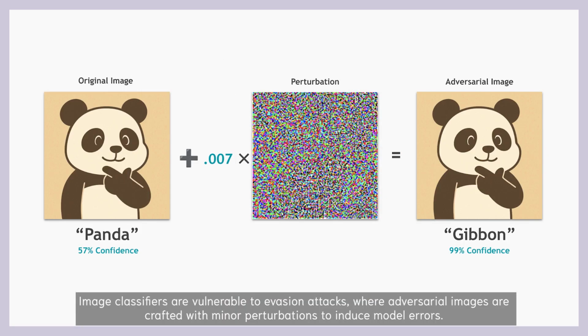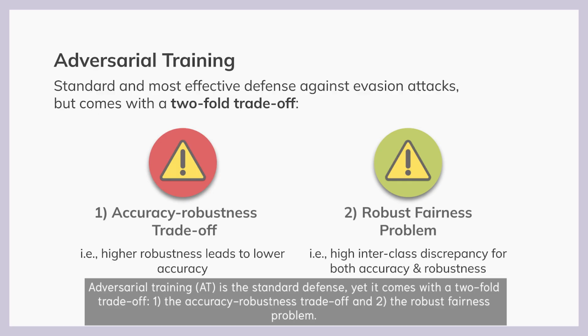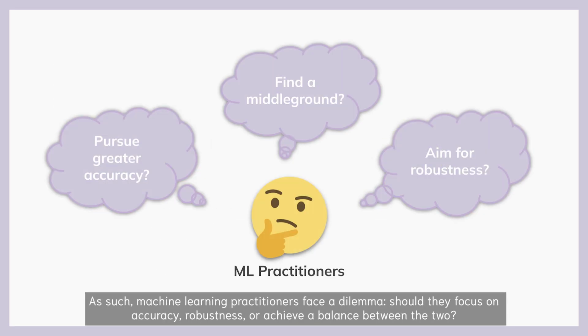Image classifiers are vulnerable to evasion attacks, where adversarial images are crafted with minor perturbations to induce model errors. Adversarial training is the standard defense, yet it comes with a twofold trade-off: the accuracy-robustness trade-off and the robust fairness problem. As such, machine learning practitioners face a dilemma. Should they focus on accuracy, robustness, or achieve a balance between the two?